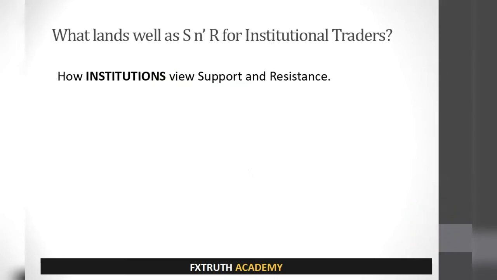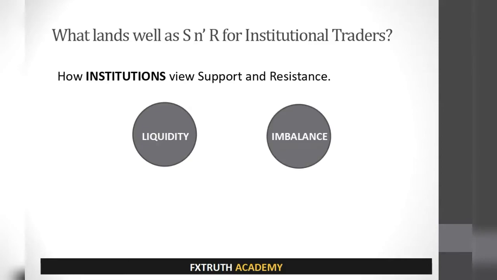So what lands well for S&R for institutional traders? Like, how do institutions view support and resistance? What are their secrets of approaching the marketplace in terms of support and resistance? Number one is liquidity. The number one key for support and resistance for an institutional minded trader is liquidity. This is how they view support and resistance areas in price. Number one, liquidity. The second is imbalance. They view first liquidity, second imbalance.